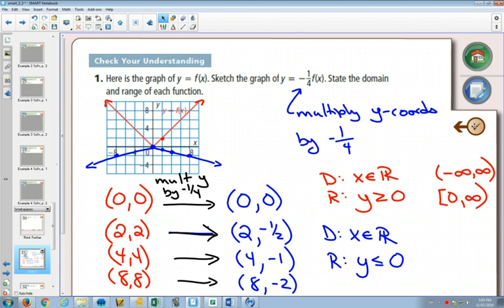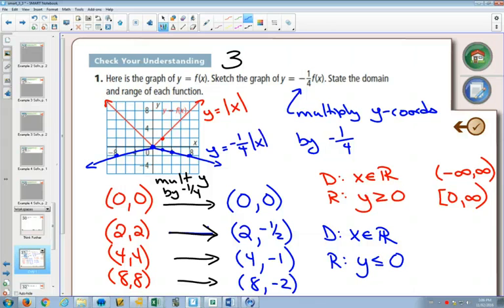All right, question number 3 is similar to that one. Anybody recognize what equation our red graph was? What parent? So that's the absolute value of x. They just gave it to us in function notation. But our function was the absolute value of x. And what's our blue one's equation? Our blue one's equation would be -1/4 absolute value of x.